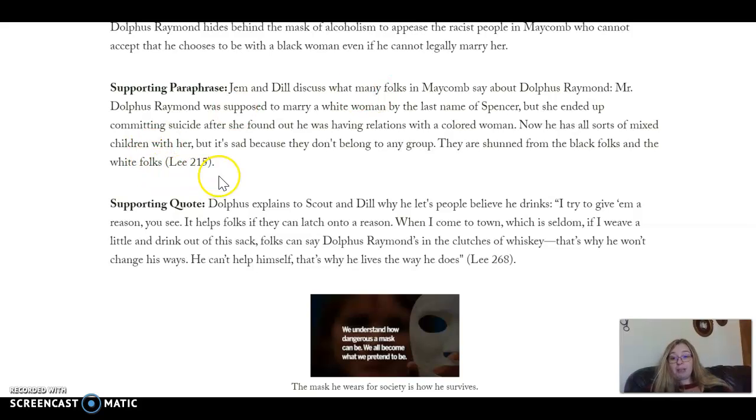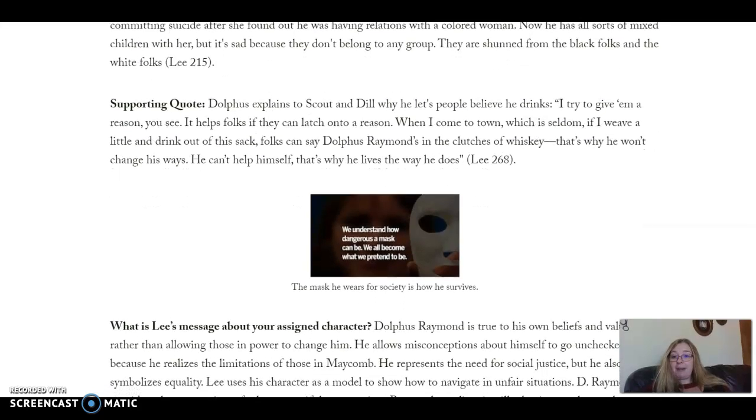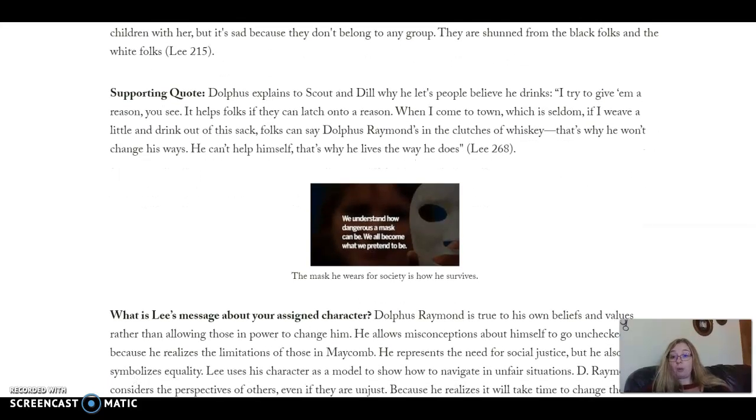Now, if you'll look here, because this is a paraphrase, I put it in my words, there aren't going to be any quotation marks. But I am going to end with the author's last name, Lee, followed by the page number. And note that the period comes after the parenthesis. Okay, let's look at my next model here of a supporting quote.